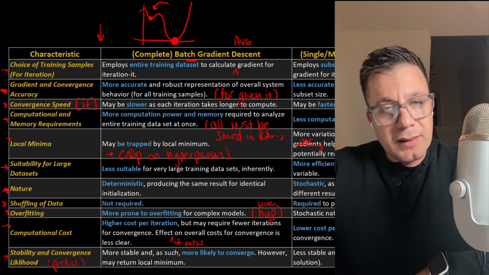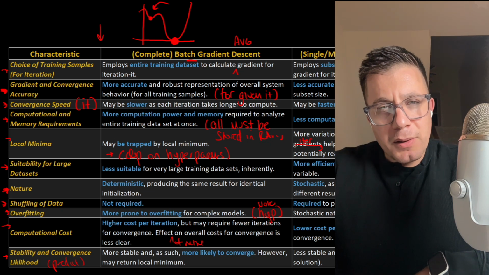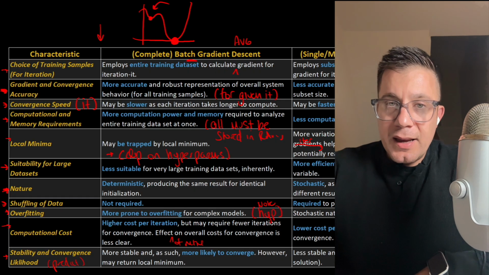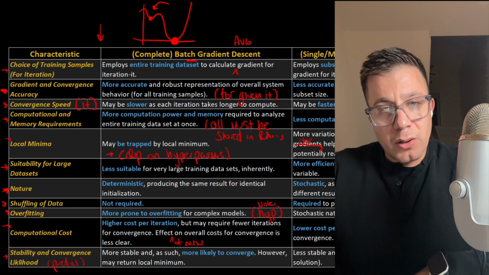Finally, we discuss the stability and convergence likelihood characteristics of these two methods. I do want to note that, like convergence speed, this characteristic can be very difficult to predict. We do observe that batch gradient descent overall is more stable, and as such more likely to converge. However, as we've noted previously, it is also more likely to converge to a local minimum.